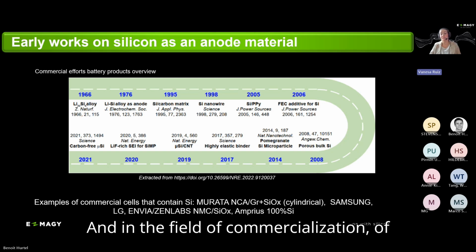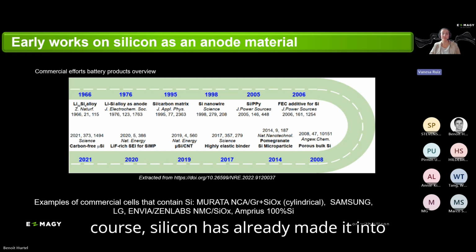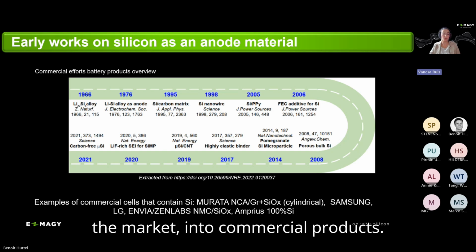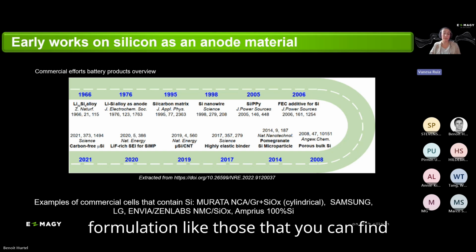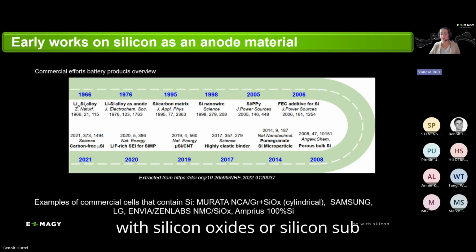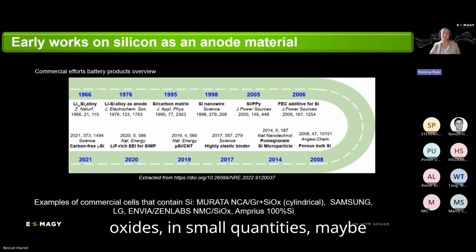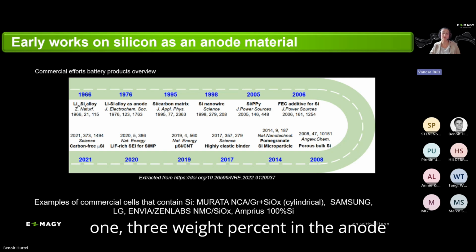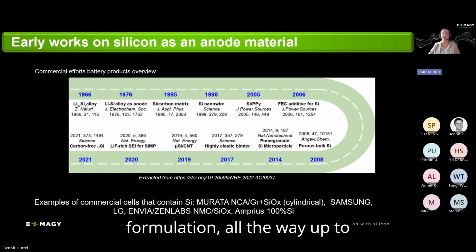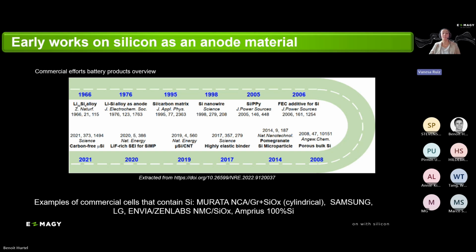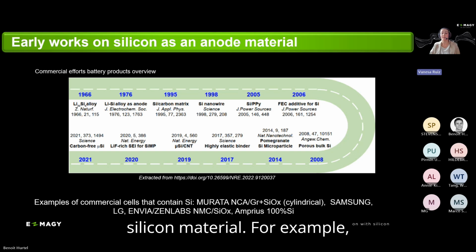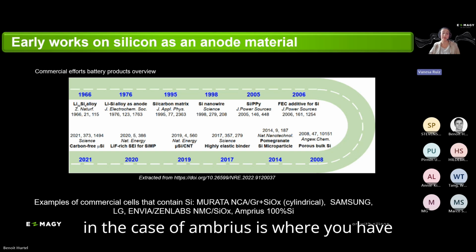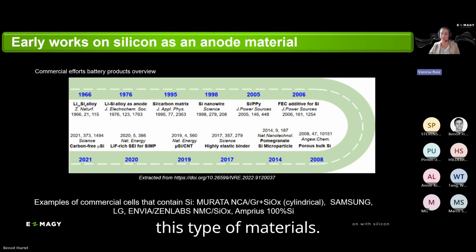And in the field of commercialization, of course, silicon has already made it into the market, into commercial products. Initially with small amounts in the formulation, like those that you can find with silicon oxides or silicon suboxides in small quantities, maybe 1-3 weight% in the anode formulation, all the way up to possibilities in which you have 100% silicon material. For example, Amprius is a case where you have this type of material.